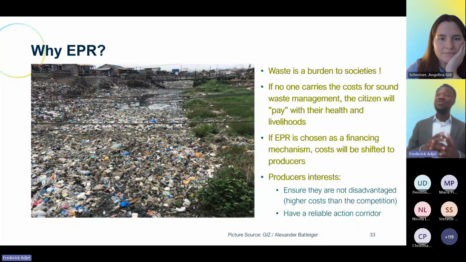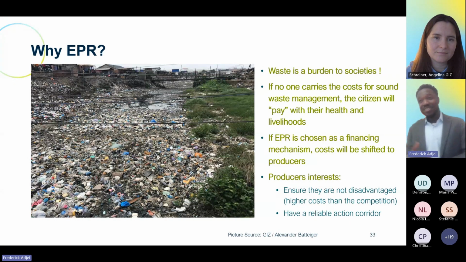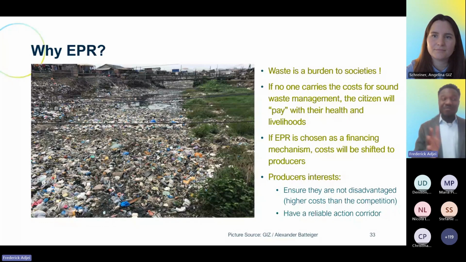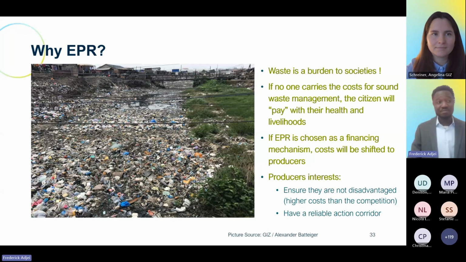Yes, producers have a huge interest. There's the extended producer responsibility. The conversation always goes back to producers, but they have an interest, but it has to be known that this is a burden to everyone, to all members of society, to people who are living in the community, to informal sector workers, to municipalities and governments. Everybody has their own interest, but the producer interest is to ensure that they are not disadvantaged, a level playing field.